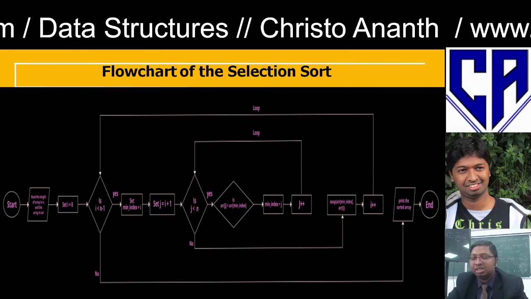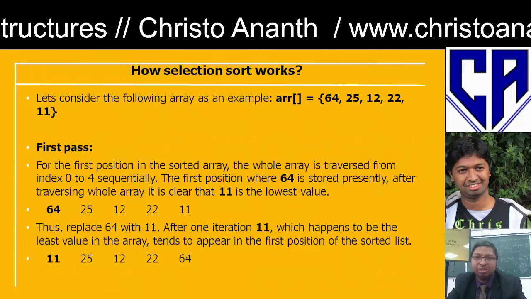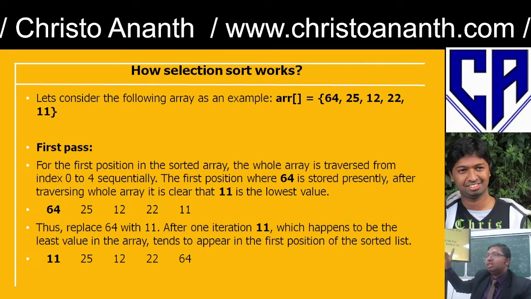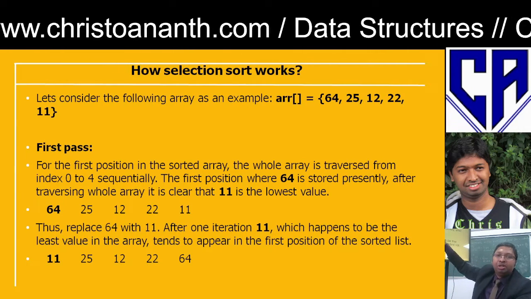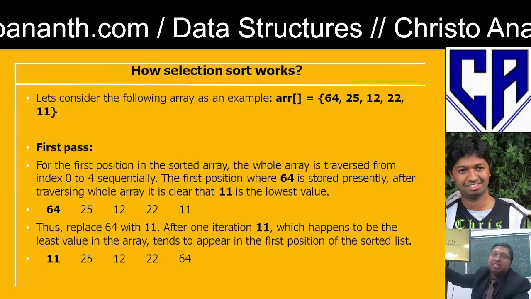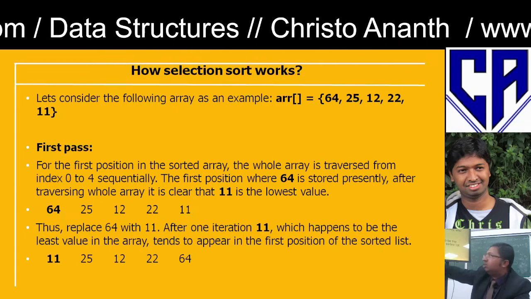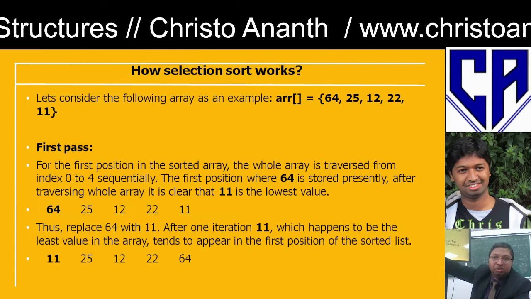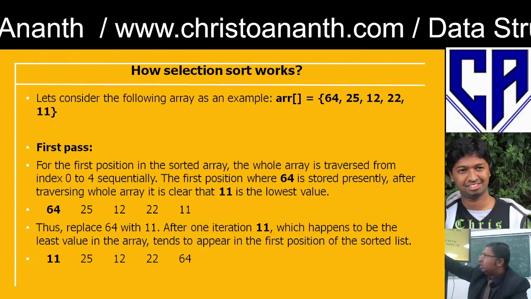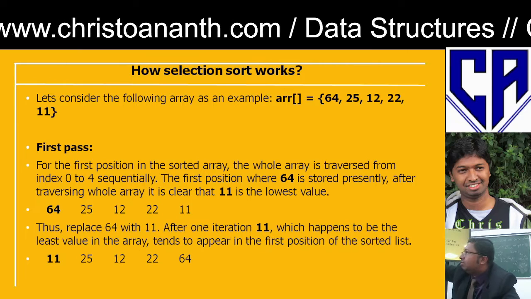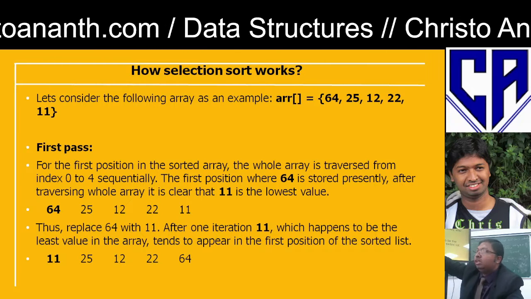I will tell you with an example. You will understand things better. So this is an example. You'll have the array 64, 25, 12, 22 and 11. It's a very easy example. The first thing, you take the first element, which is 64. So 64 is stored in the first position. Here you will have the array positions a[0], a[1], a[2], a[3] and a[4].